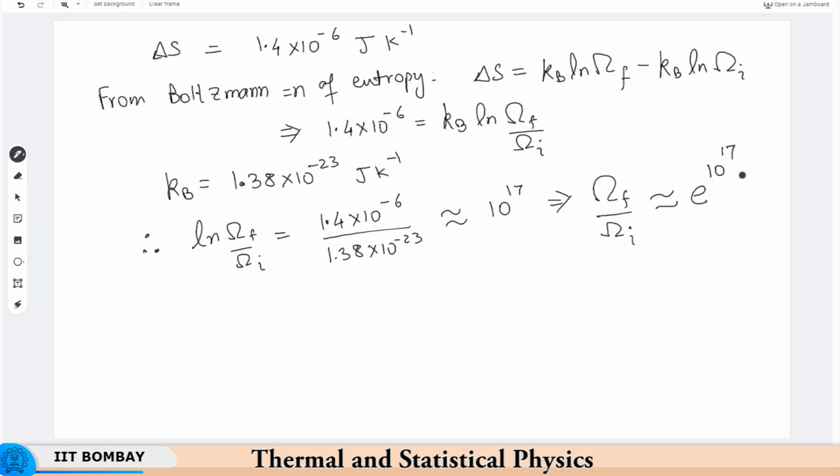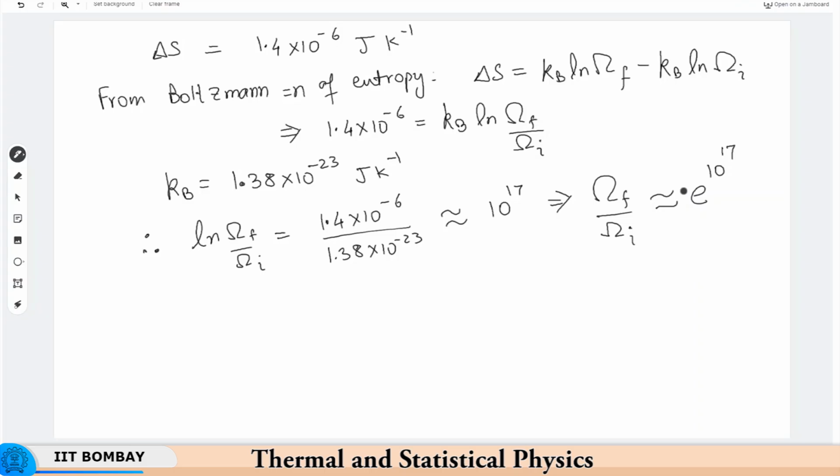And this is a humongous number, it is astronomical. It is even difficult to make sense of how big this number is. It is like saying there are 10 raised to the power 17 zeros after a number which is close to 3. One way to think about it is a number which has 17 zeros after 1, but here there are 10 raised to the power 17 zeros after 3. So this is a huge number.